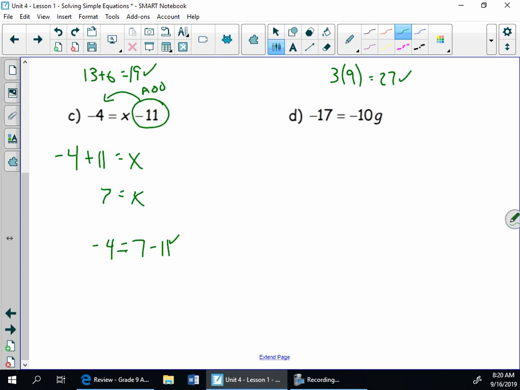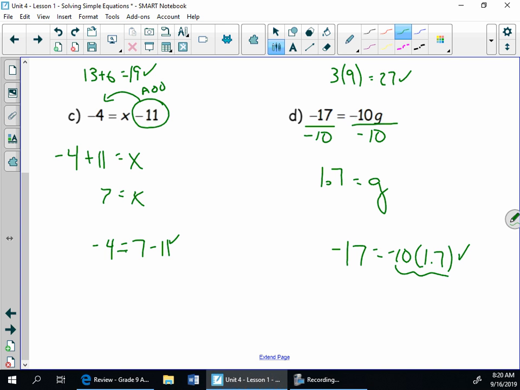Try D here. I need to get g by itself. Right now it's multiplying. So I need to divide. If I divide one side, I divide the other side. 17 divided by 10. Well, 2 negatives make a positive, and 17 divided by 10 is 1.7. A decimal this time. Let's see if it works. Alright, what is negative 10 times 1.7? That's negative 17. It's the right answer.